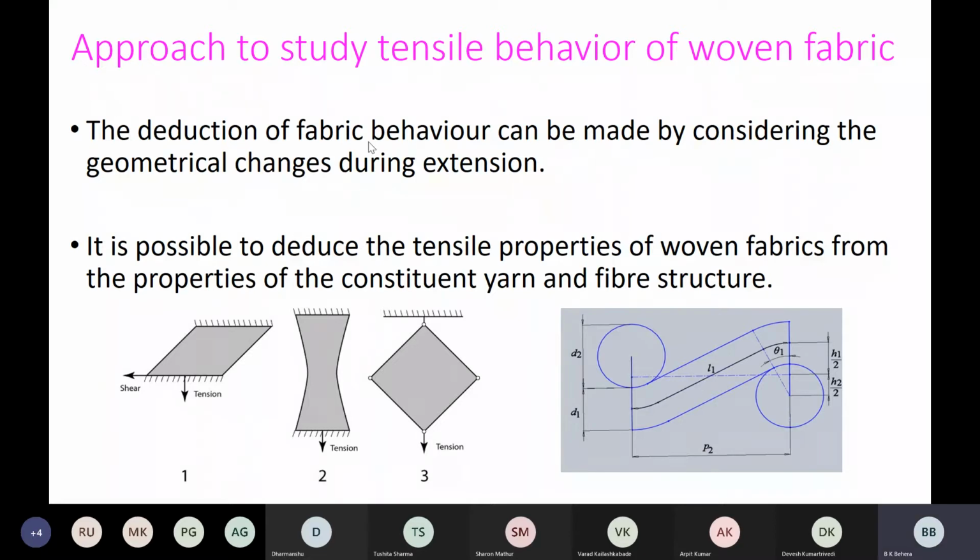So the deduction of fabric behavior can be made by considering the geometrical changes during extension. If you want to find out the deduction of fabric behavior, if you want to express what the deformation will be mathematically, then what we have to consider is the geometrical changes during extension.